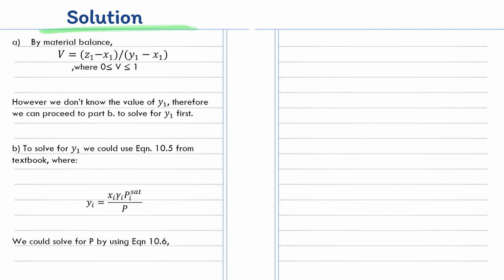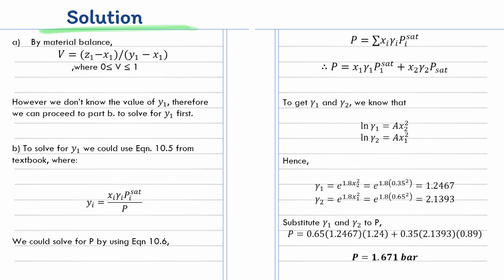To solve for y1, we could use equation 10.5 from our textbook, Introduction to Chemical Engineering Thermodynamics, the modified Raoult's law shown below. We could solve for P by using equation 10.6, which is a modified form of Dalton's law. Then to get gamma 1 and gamma 2, we know that ln gamma 1 is equal to a x sub 2 squared and ln gamma 2 is equal to a x1 squared. These values are given, so we would just substitute them.